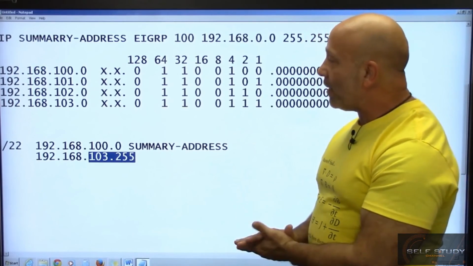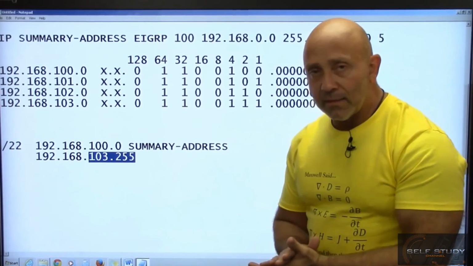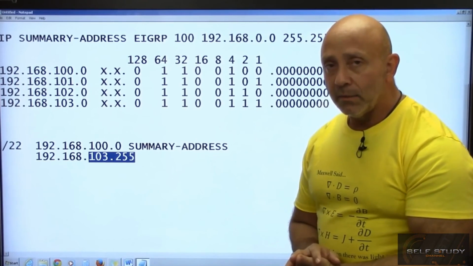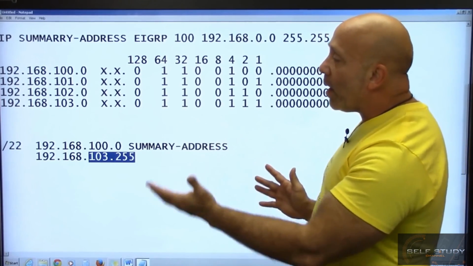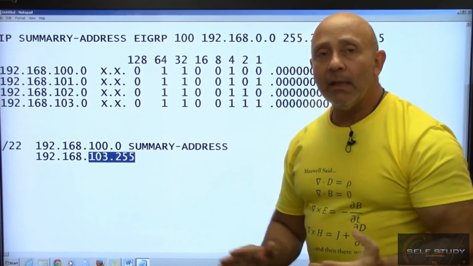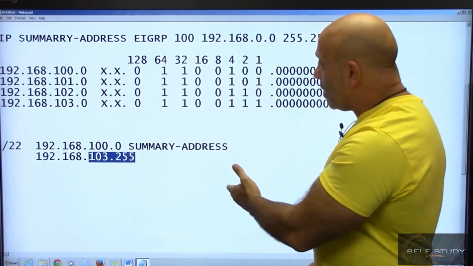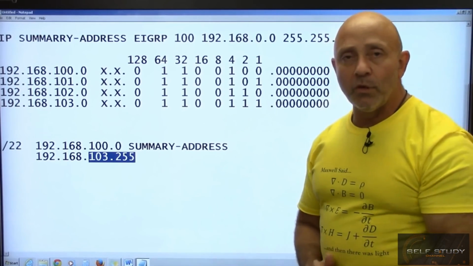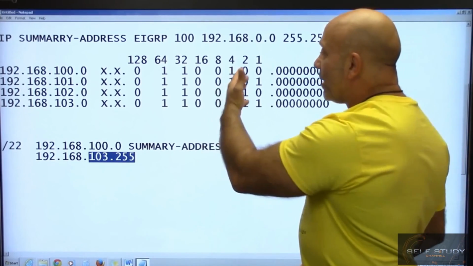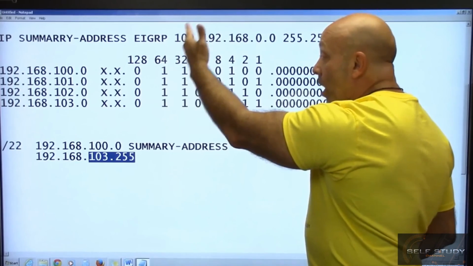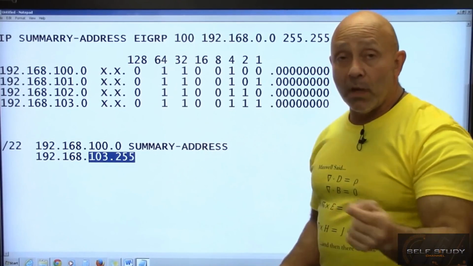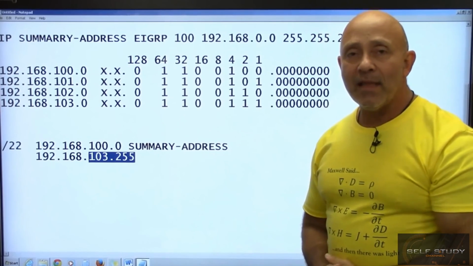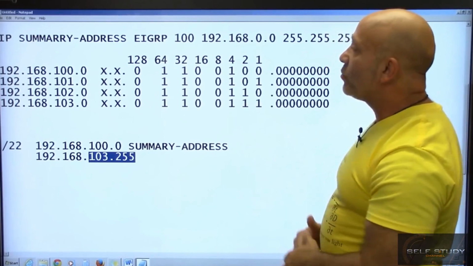The best method, the method that Cisco prefers, is to do it in binary. Turn whatever octet you're working in into binary. Draw your line where the uncommon bit values are. That will be your new mask. And then if there's any of the ones that are on, you just add those up and put it as your summary address. And that is it. So this is route summarization.